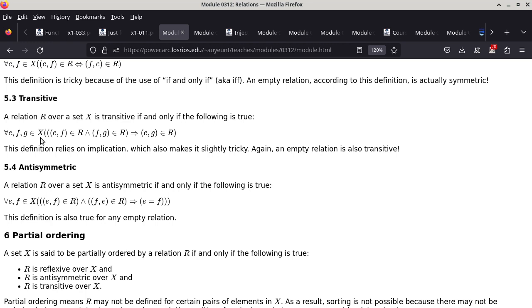So for every single way to instantiate a value in E, F, and G, can we guarantee that this implication is true? We have EF in R and FG in R, and that implies EG is also in R. Once again, you can look at it from the perspective of making sure all the ways of choosing E, F, and G will make the implication true. You can also look at it from the opposite perspective of, can I find a counterexample where the implication is false? Because all you need is at least one counterexample, then the entire universally quantified statement is false.